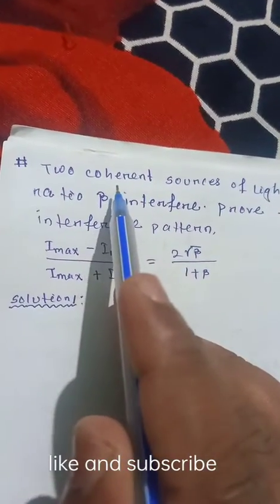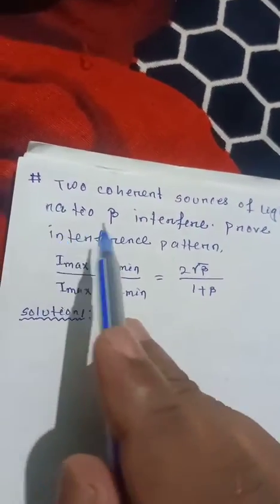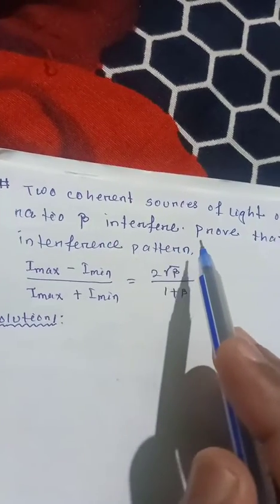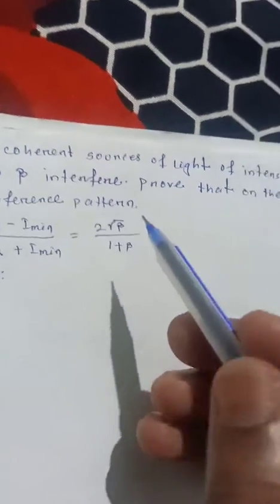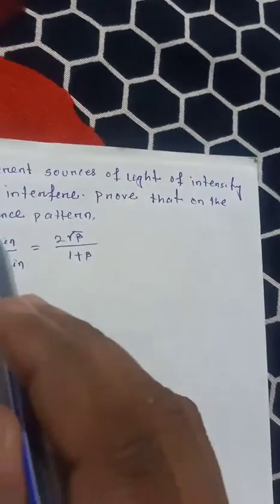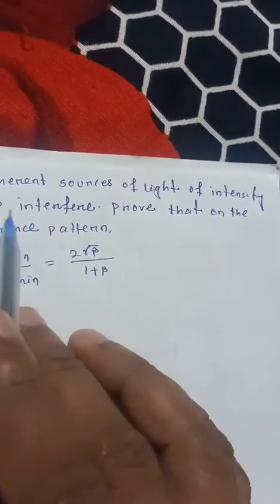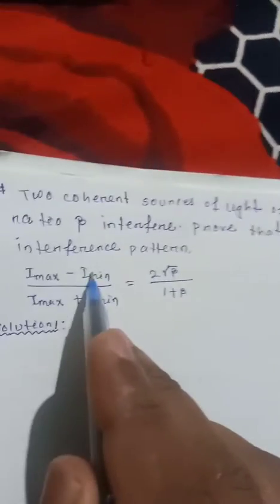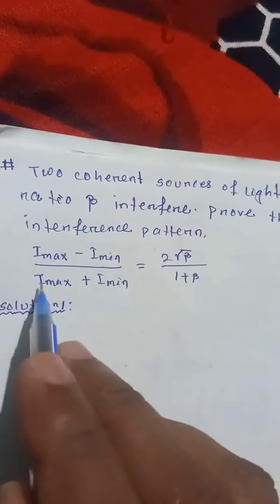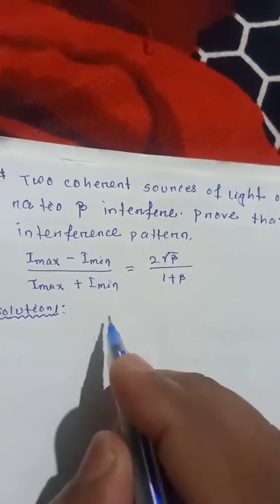Two coherent sources of light of intensity ratio beta interfere. Prove that in the interference pattern, (Imax minus Imin) divided by (Imax plus Imin) is equal to 2 root beta by 1 plus beta.